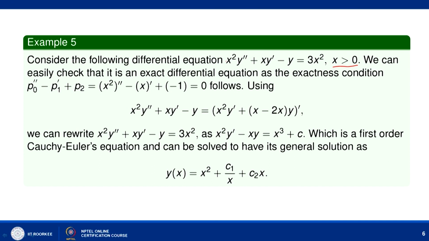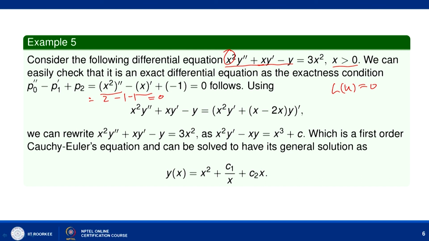Now p naught is the coefficient of y double dash, that is x square. Finding the double derivative, we get x square double dash, minus p1 dash, where p1 is the coefficient of y dash, so minus x dash, plus p2, the coefficient of y, that is minus 1 here. If you simplify, this is simply 2 minus 1 minus 1, and it comes out to be 0. So the differential equation Lu equal to 0 satisfies the exactness condition. So we say that this is an exact differential equation.